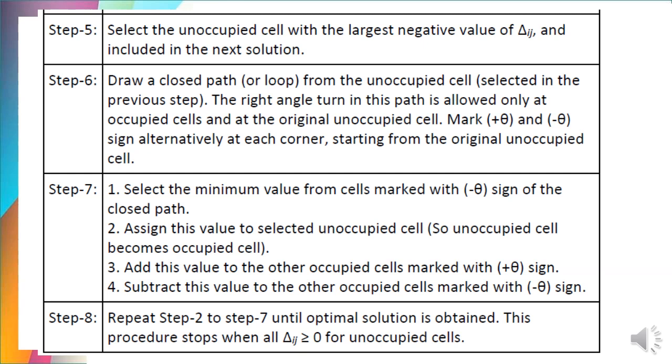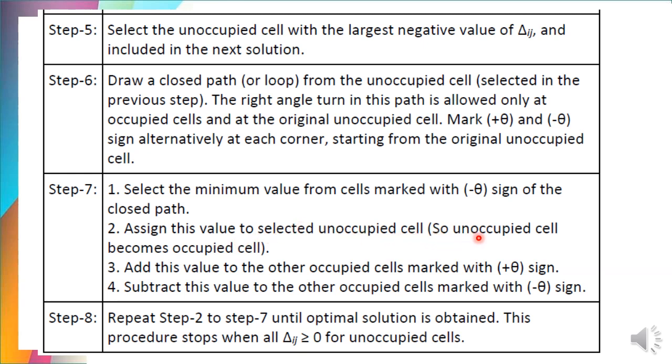To draw the path, we need to always take a right angle at each occupied cell. Accordingly, mark plus theta and minus theta signs alternately at each corner, starting from the original unoccupied cell. Once the loop or the path is got, select the minimum value from the cells that are marked with minus theta. Assign this value to the selected unoccupied cell.